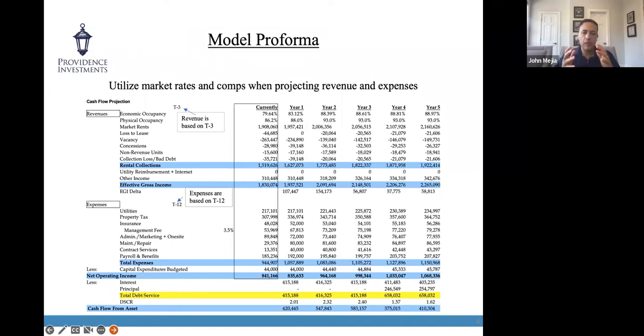Now, let's talk about expenses really briefly here. T12 expenses, those are the trailing 12 expenses. You want to watch those: utilities, and you want to watch the insurance. You should look at controllable and uncontrollable expenses. Controllable expenses, obviously, are things that you can actually control yourself. But uncontrollables like taxes and insurance are big numbers, and you have to underwrite to those numbers.